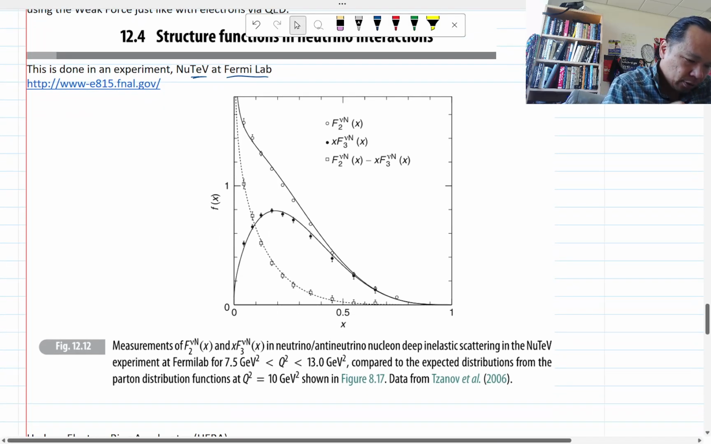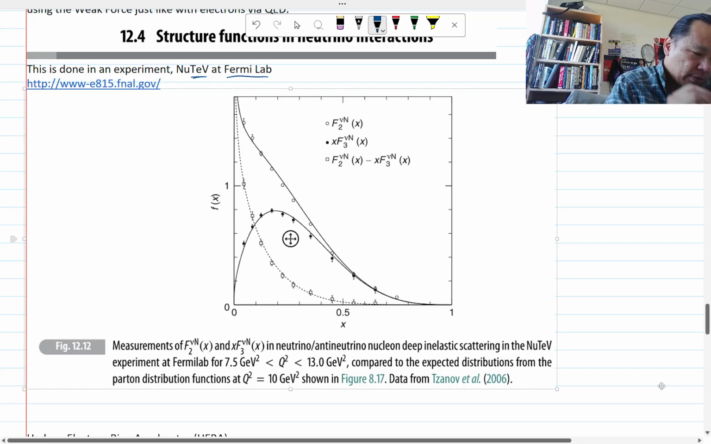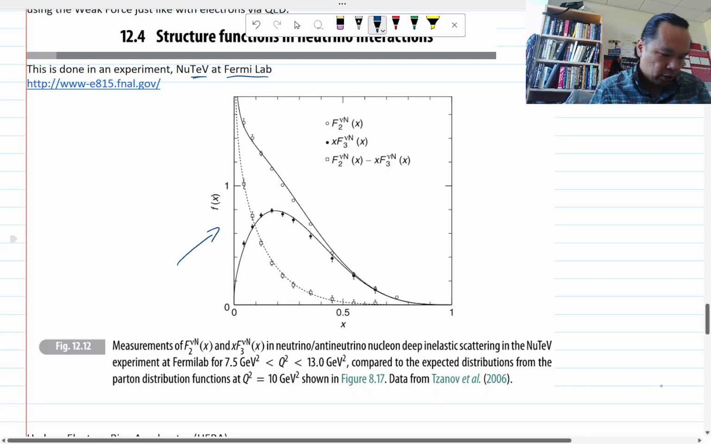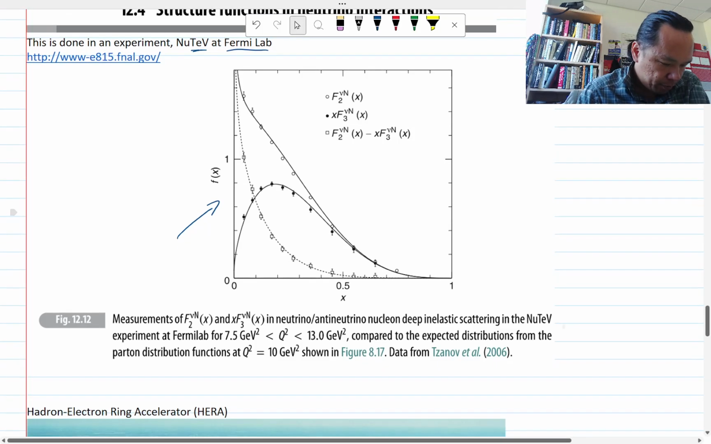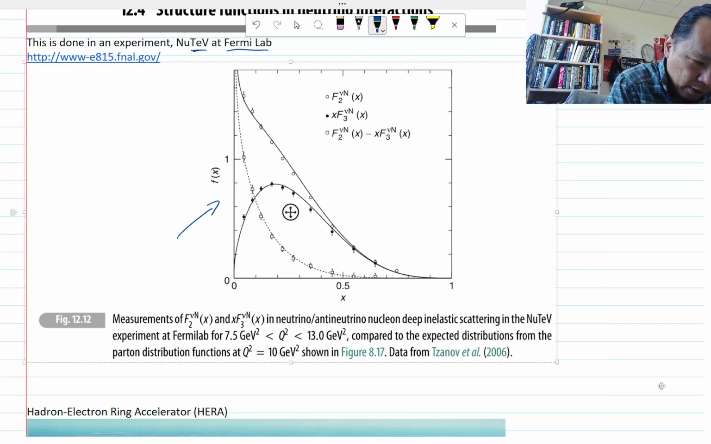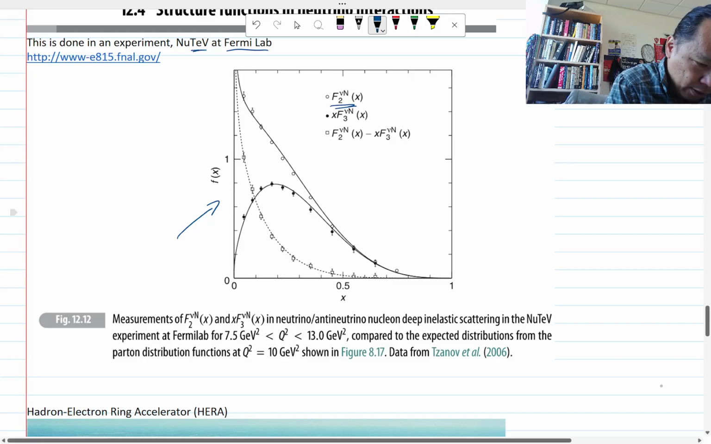And what they do is they basically use the fact that you can get to this ratio, the difference in how the neutrino interacts with quarks versus the neutrino interacting with the anti-quarks. You can actually get these structure functions from these experiments. Okay, and so here, this is where we're doing the fraction of neutrino to nucleon.